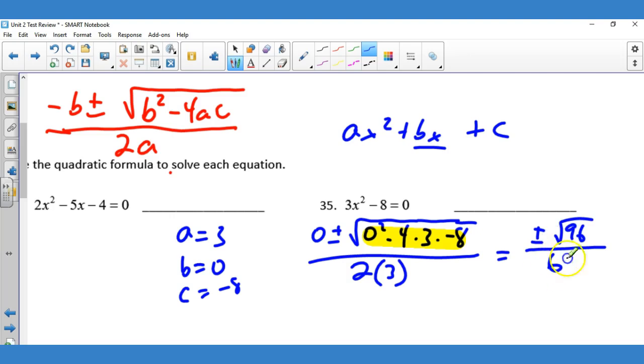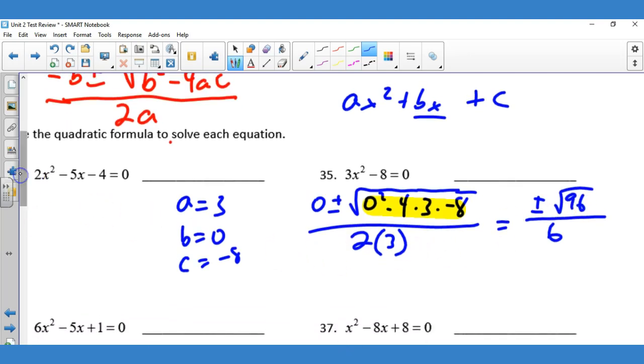So now we need to simplify this because the square root of 96 can break apart. There are perfect squares that are factors of 96. All right, and that is going to be 36 and, no, not 36. 16. So the square root of 16 times the square root of 6 over 6.